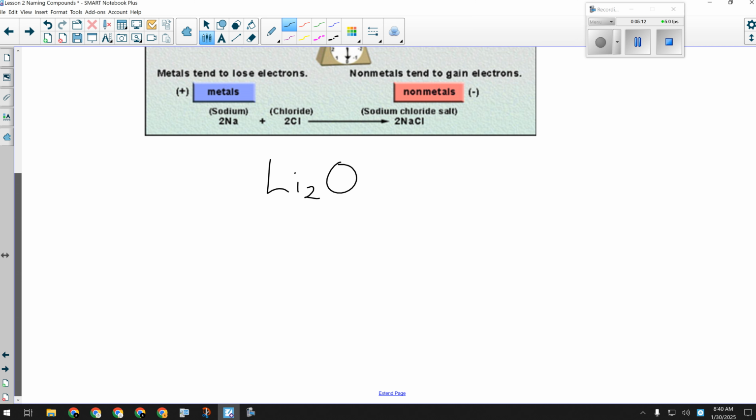And the reason for that is lithium only has one electron to give away, but oxygen needs two. So when we drop and swap, we would need two lithiums in order to fill the need of the oxygen. So that's where we get that from. Everybody all right with that?